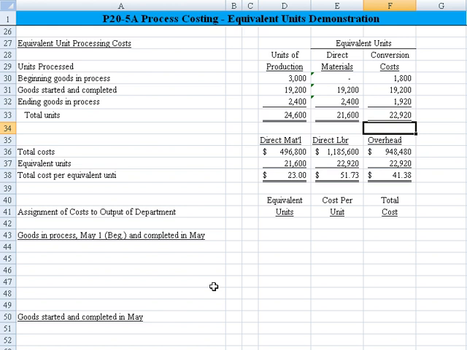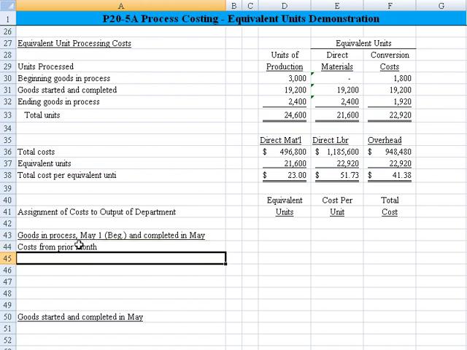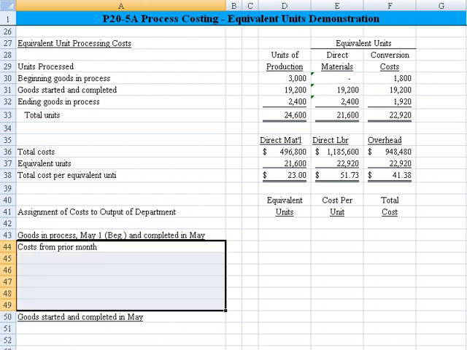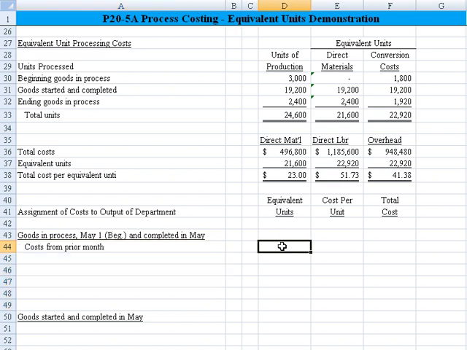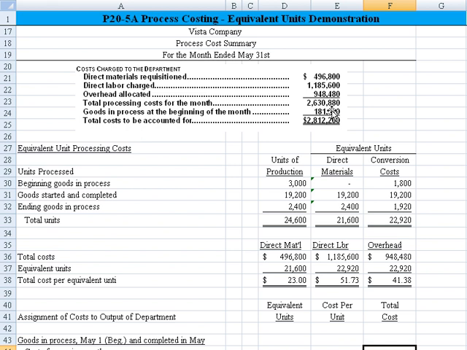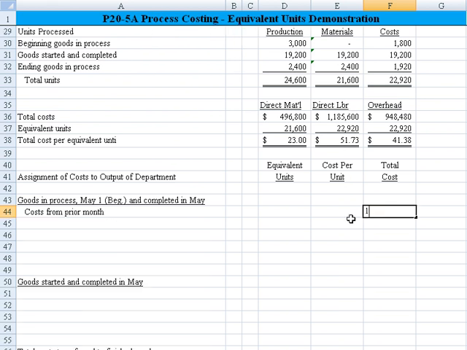Alright, so the next problem involves assigning the cost to the output of the department. And I've gone ahead and wrote the various sections we need, and now we just need to drop in the number. So first we need to consider the cost from the prior month. Okay, and let's indent all of this a little bit. Okay, cost from the prior month. The equivalent units, there is none. The total cost from the prior month is the 181,320, taken from right there.